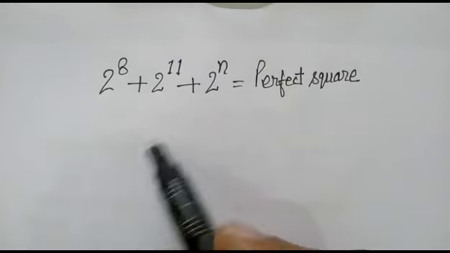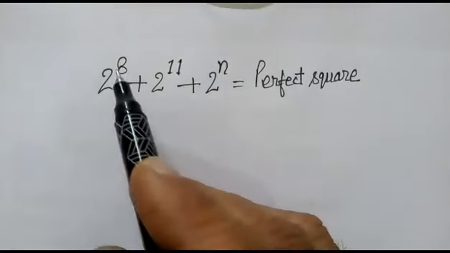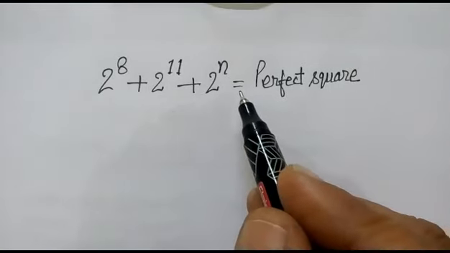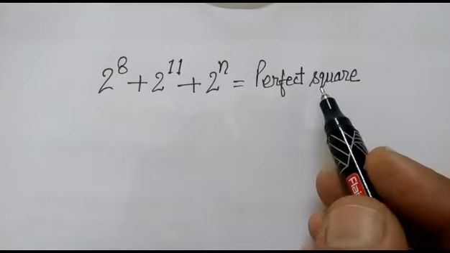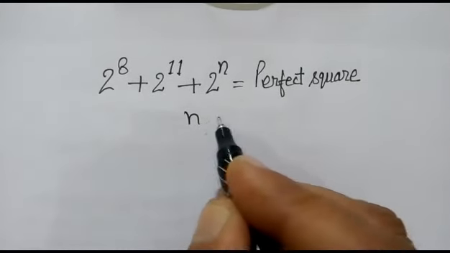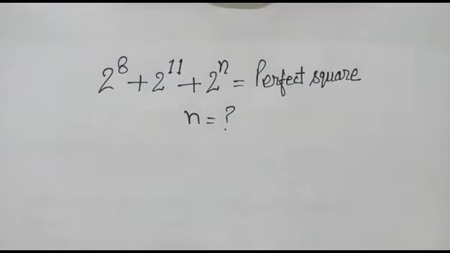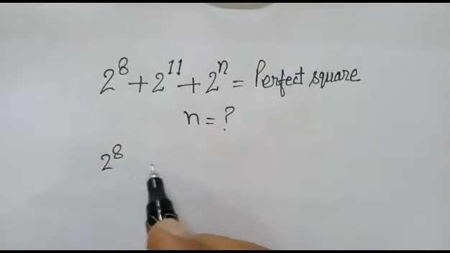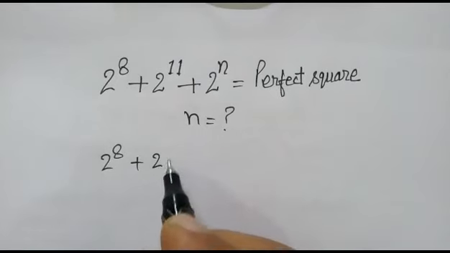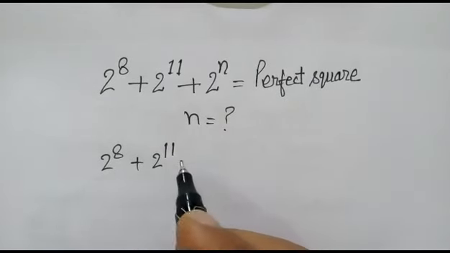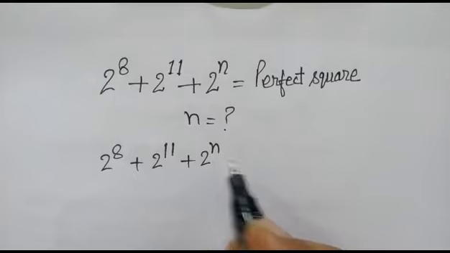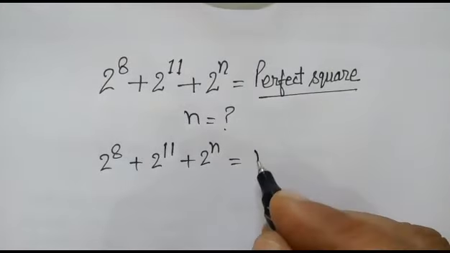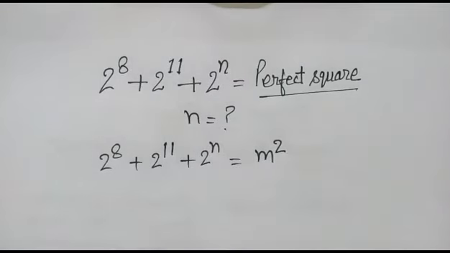Hi friends, today we have a nice equation: 2 to the power 8 plus 2 to the power 11 plus 2 to the power n is equal to a perfect square, right? So we have to find out the value of n. As 2 to the power 8 plus 2 to the power 11 plus 2 to the power n is a perfect square, we can write it as m square.